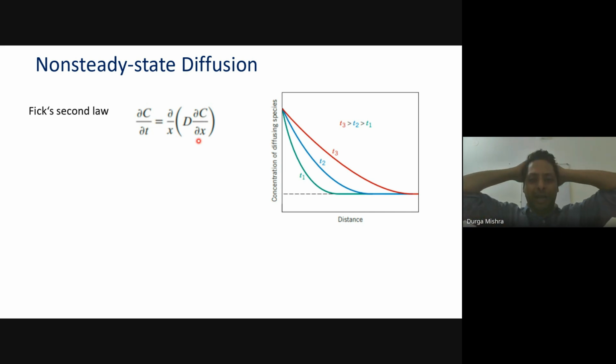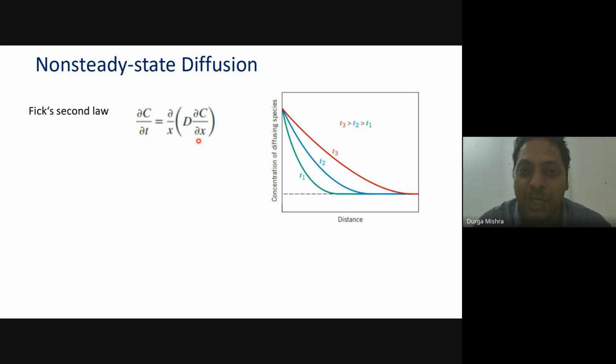We will give some examples of how this non-steady state diffusion leads to a particular example we will talk about, because this is quite interesting and very useful for materials science. Okay, I will stop here for today. If you have any questions, you can ask.